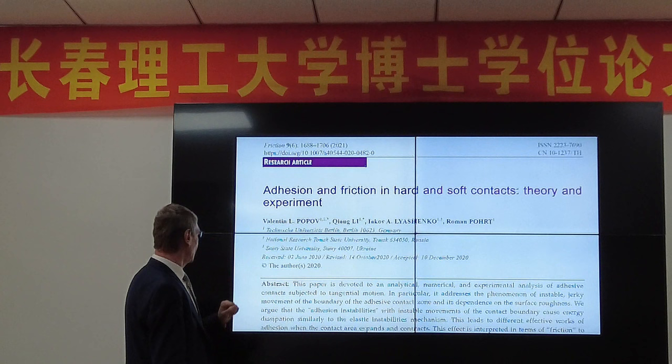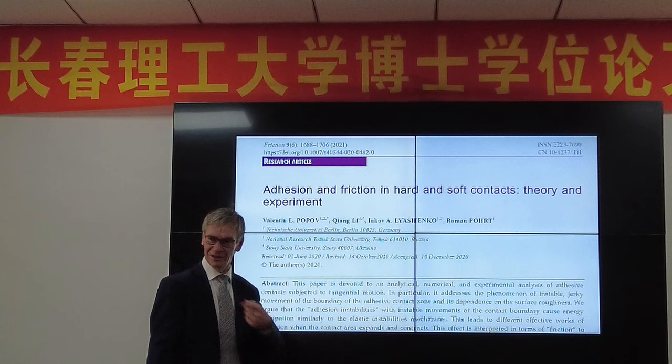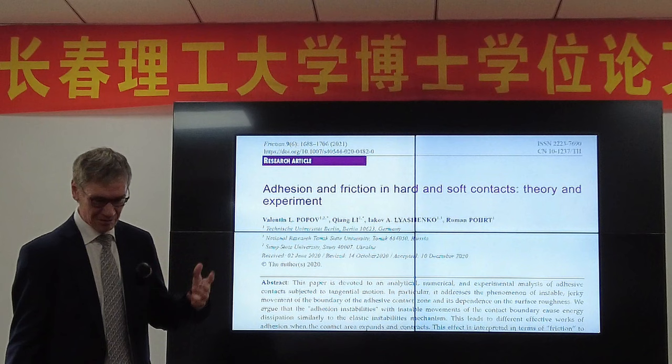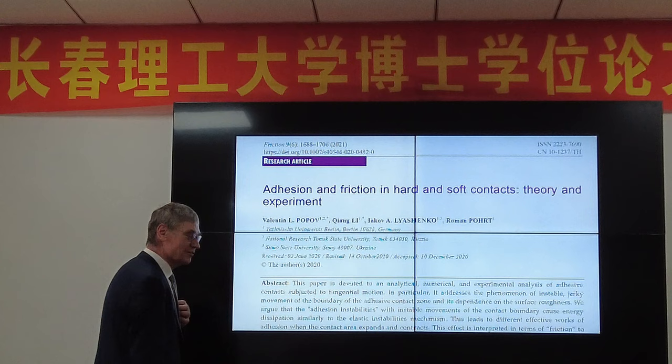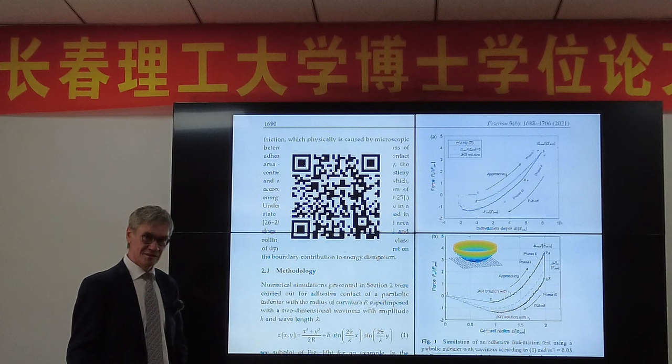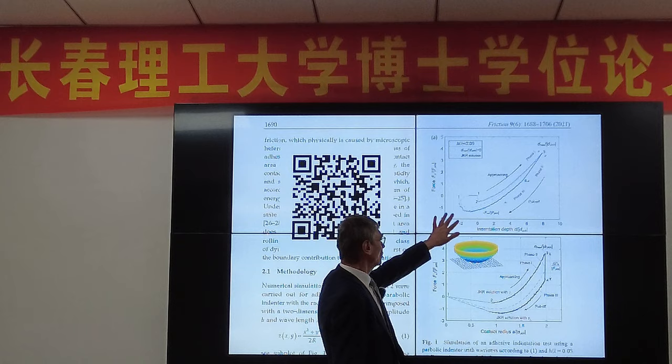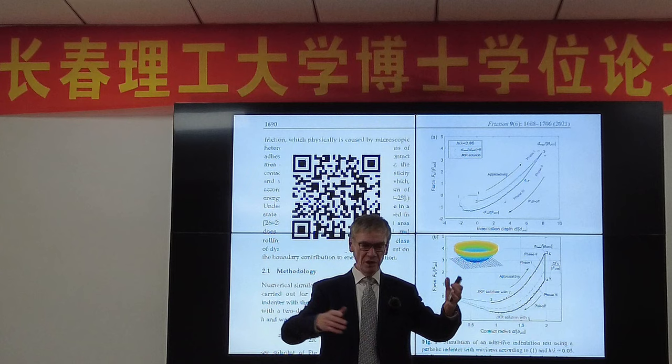One of the authors, Popov, is me, Chen Li is him, and there are two other colleagues from Berlin, Yakov Lyashenko and Roman. Roman made together with me this boundary element method, which was used, and Yakov Lyashenko made this experiment. This is a page from this paper, and these are simulations. What you have seen here is a simulation of indentation of a parabolic body which has periodic roughness. It's a rough parabolic body.